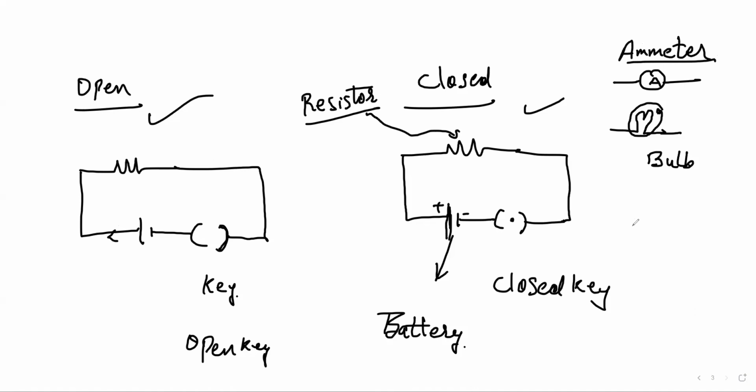Sir, in my book, switch is shown in a different way. It's a simple line. Yeah, like this. Yes, sir, like that. This is switch. That is closed. This is key. No, this is key and this is switch. Both are same. Both work is same, but we have different way of use. This is open.